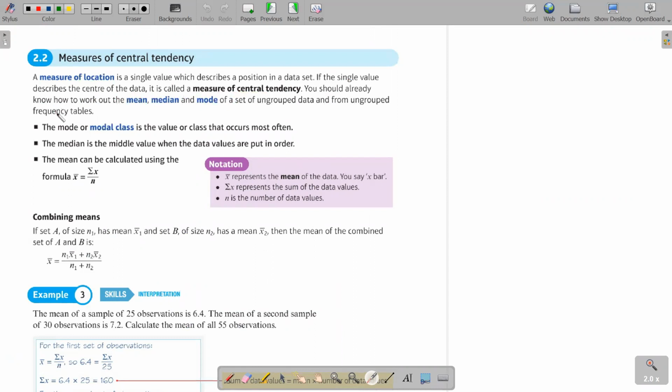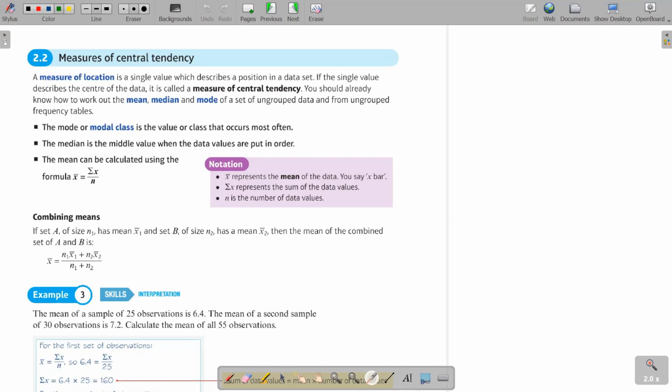You should already know how to work out the mean, median, and mode of a set of ungrouped data and from ungrouped frequency tables. Anyway, we will revise this. You may have already heard of mean, median, mode through your O-level exams, but we will quickly go through how to find the mean, median, mode again for grouped data and for ungrouped data.